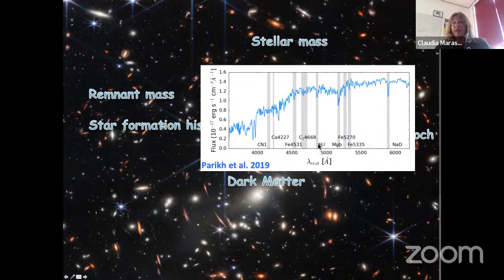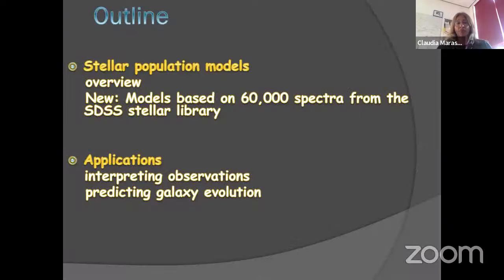Here we have iron, but also alpha elements like magnesium. We have sodium, we have calcium, we have elements sensitive to carbon. So the art is, are we able to model the spectra?